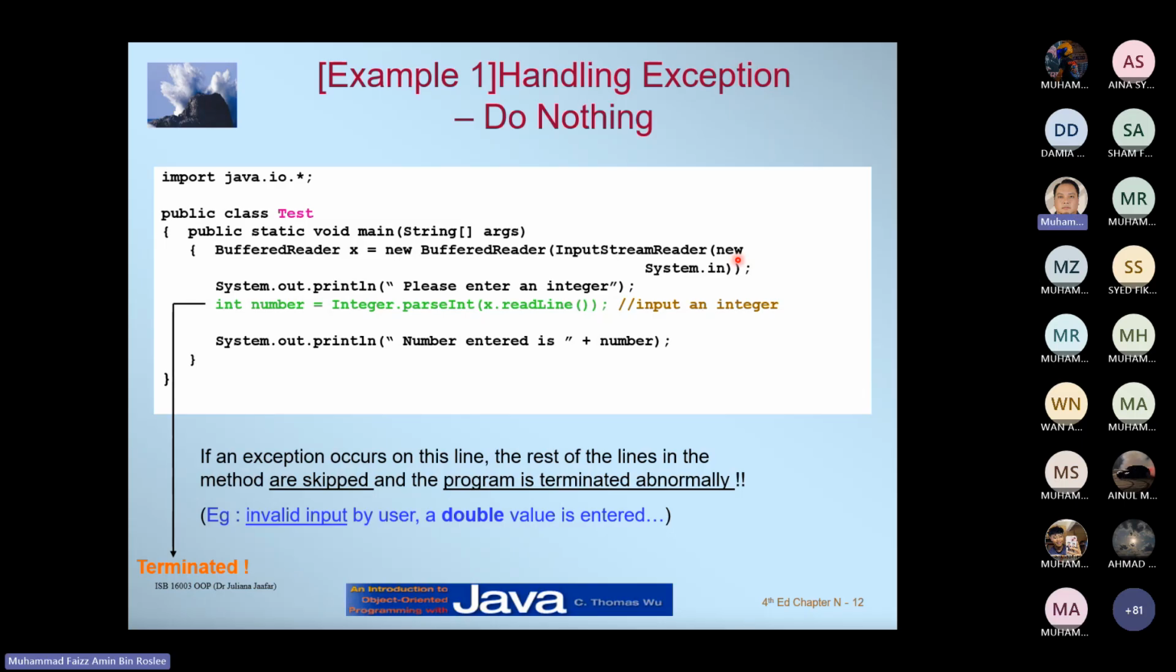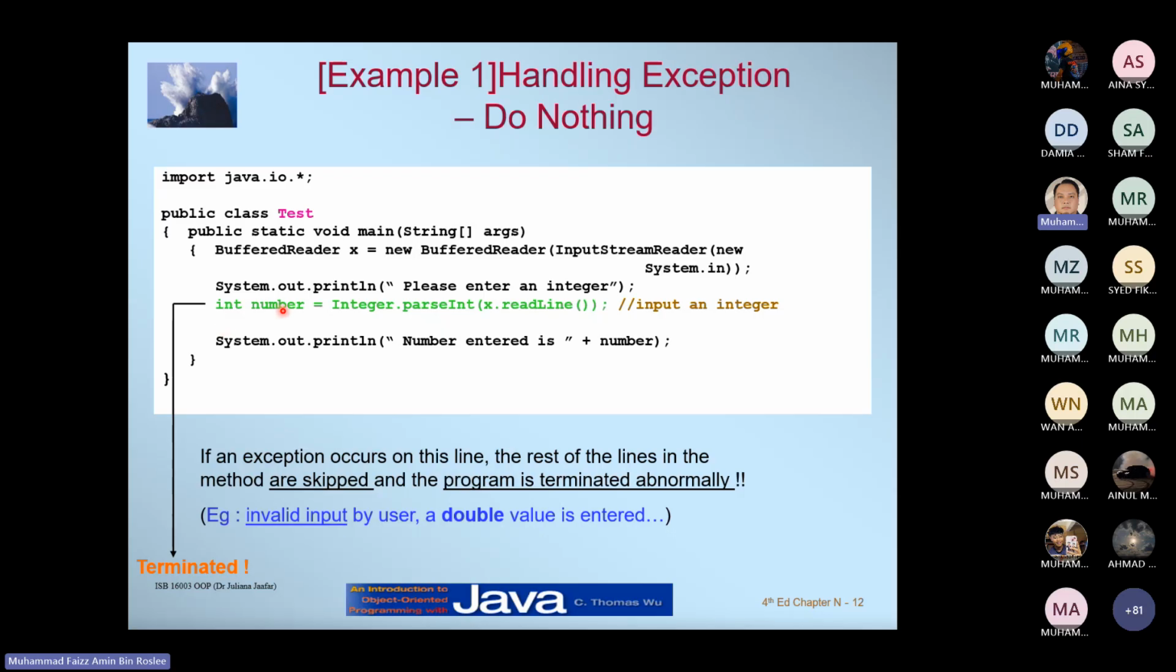So this is an example of exception handling with doing nothing, right? For example, over here, you have a class block. Then you have a main method in here. You have a BufferedReader class being initiated as x. So you read a stream of input reader. Then you print out the line, "Please enter an integer."